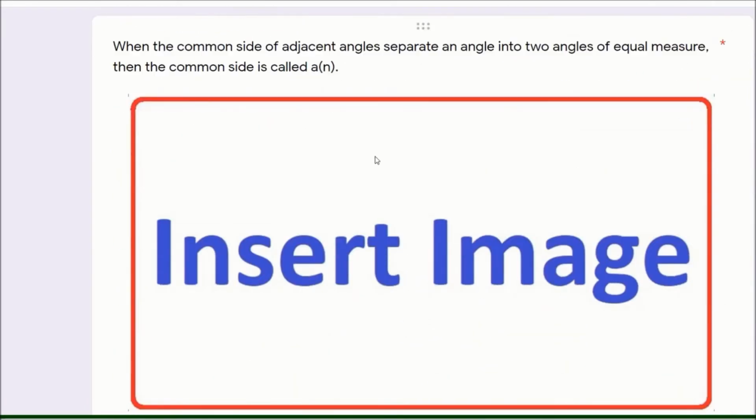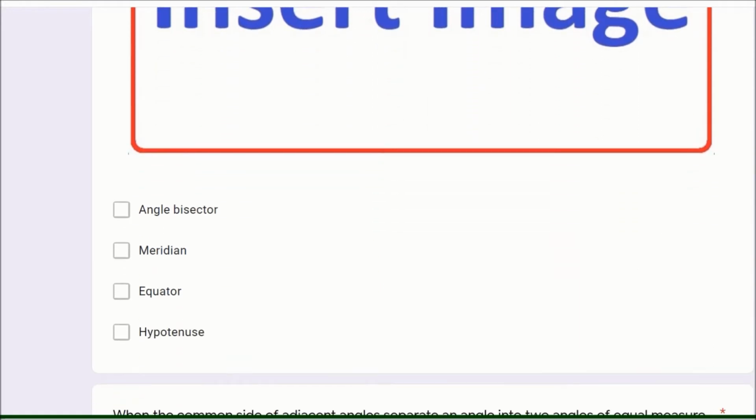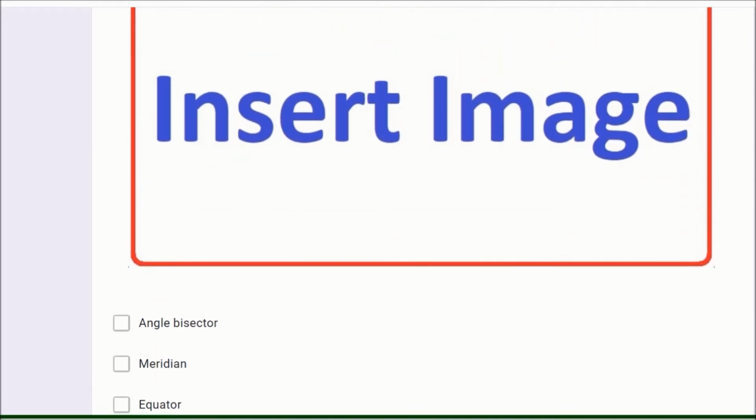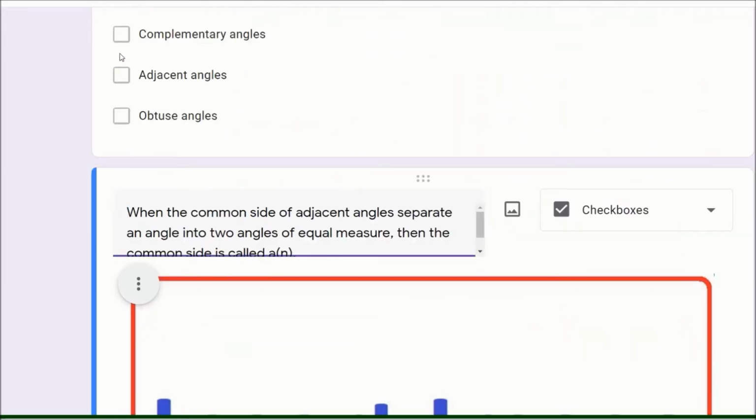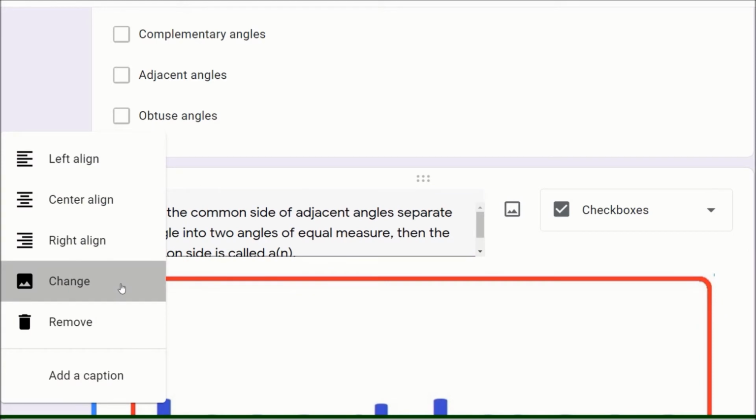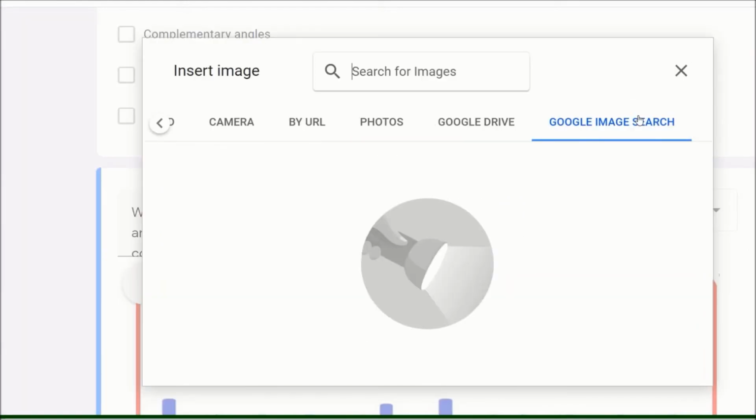Now we're looking for when the common side of adjacent angles separates an angle into two angles of equal measure, then the common side is called a what? All right. We have four definitions here, and we'll have the students plug in these images and see what comes up.